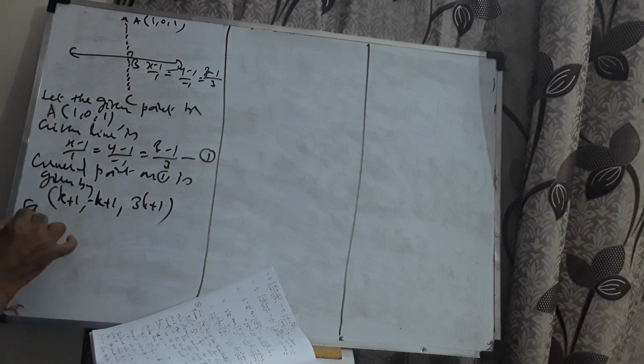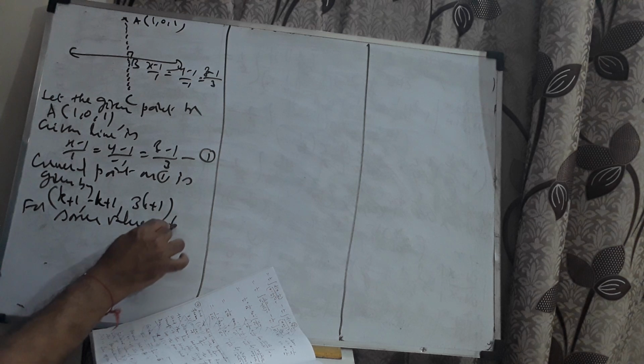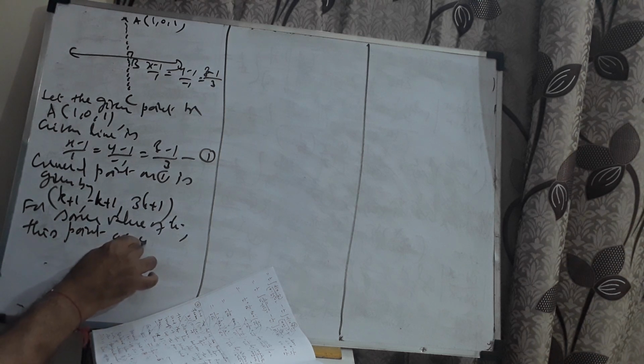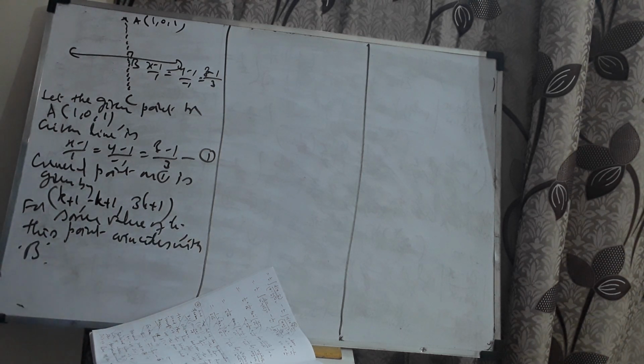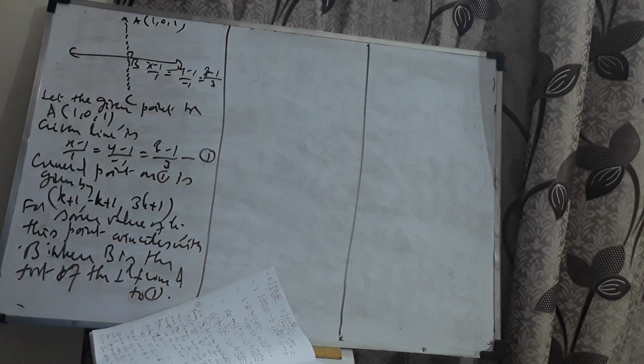For some value of k, this point coincides with B. What is the significance of B? B is the foot of the perpendicular from A to l. l is the given line.